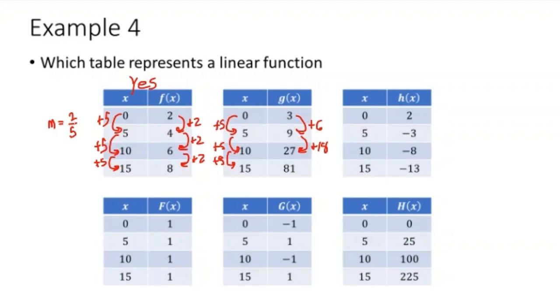So if I take a look at these 2 points, I'm going to have one slope. But if I take a look at these 2 points, the slope will be different. The first slope would be 6 over 5. The second slope would be 18 over 5. So can this function be linear? No, the slopes are not constant.